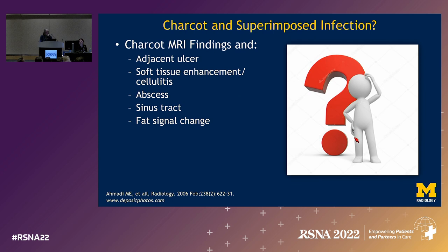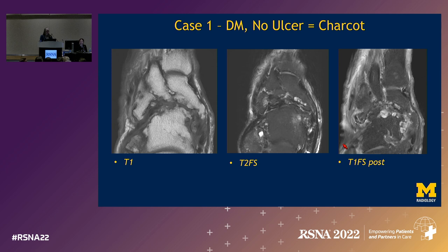So, when we're trying to figure out whether the patient has Charcot or superimposed infection, we need to think about whether the patient has an adjacent ulcer. Do they have soft tissue enhancement suggesting cellulitis? Do they have an abscess, a sinus tract, or fat signal change? So here's the first of five cases I'll show.